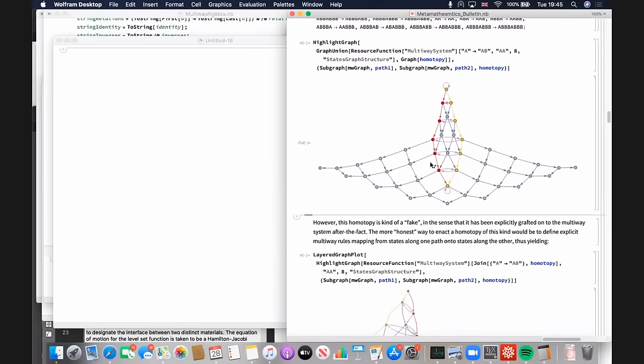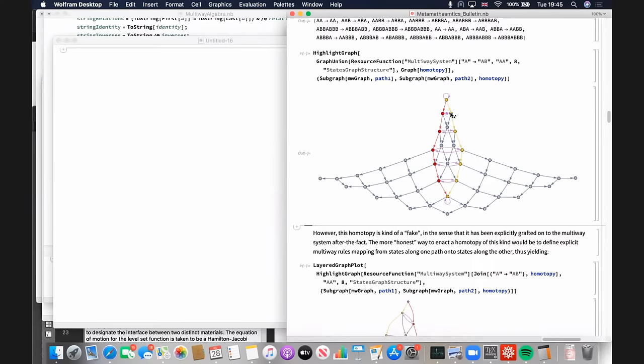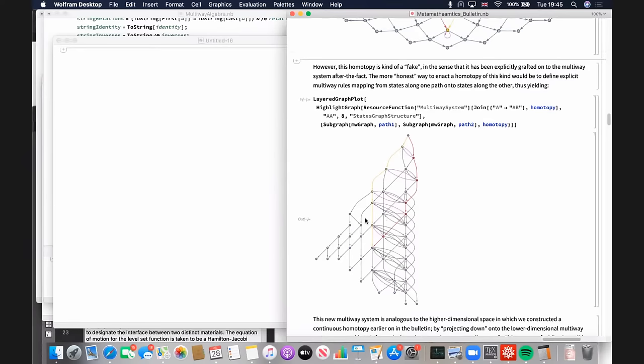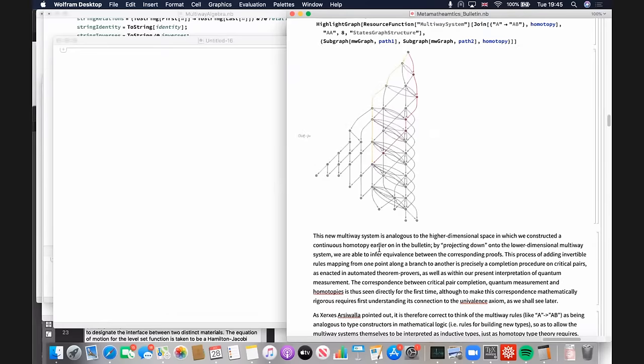Not quite. What's happening is you're inducing a sequence of critical pair completions by defining this homotopy between these paths. Oh, I see. I'm sorry. So when you add those in as completion rules, you get this structure, which has that homotopy, but it also has other, more global effects. Okay. So I was wrong about the level.